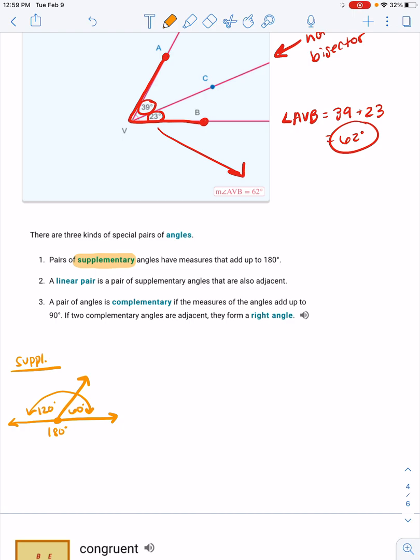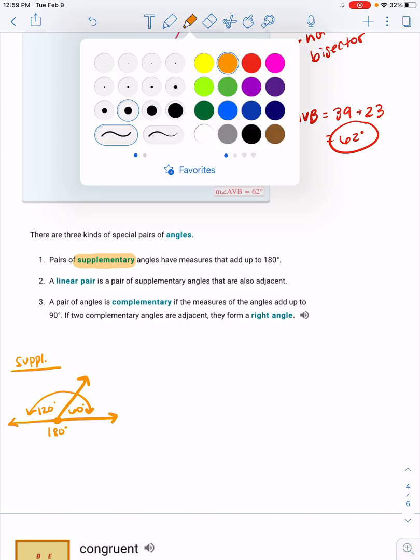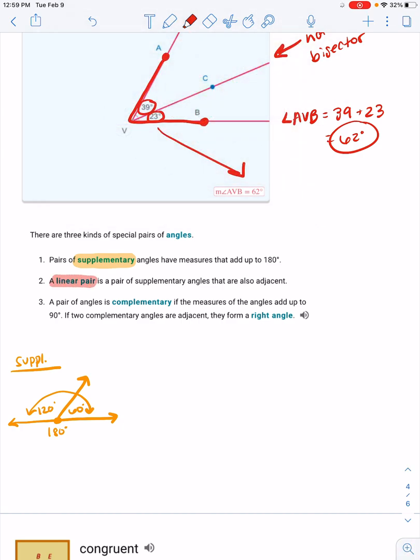Those are supplementary angles. Okay, so then we also have a linear pair. That's actually what I just talked about, those two angles that are side by side. So it says a linear pair is a pair of supplementary angles that are also adjacent. Adjacent just means next to or connected.